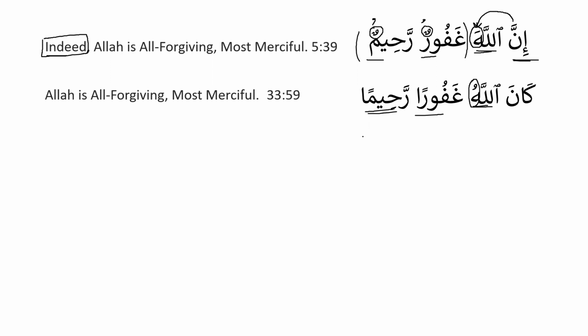And ذَلِكَ فَضْلُ اللَّهِ يُؤْتِيهِ مَن يَشَاءُ. That is the fadl, the mercy, of Allah subhanahu wa ta'ala, and whoever he chooses to give, he gives. Okay. Now, the example over here.